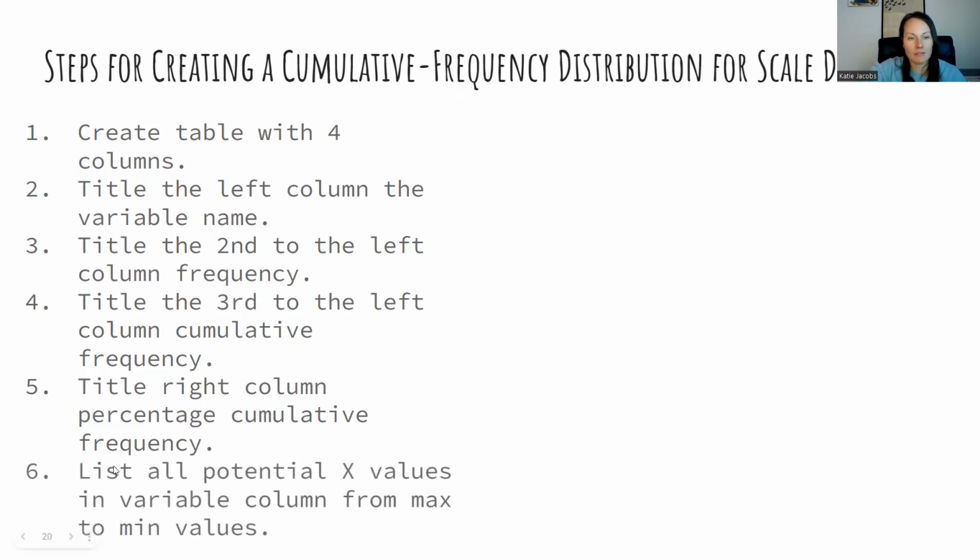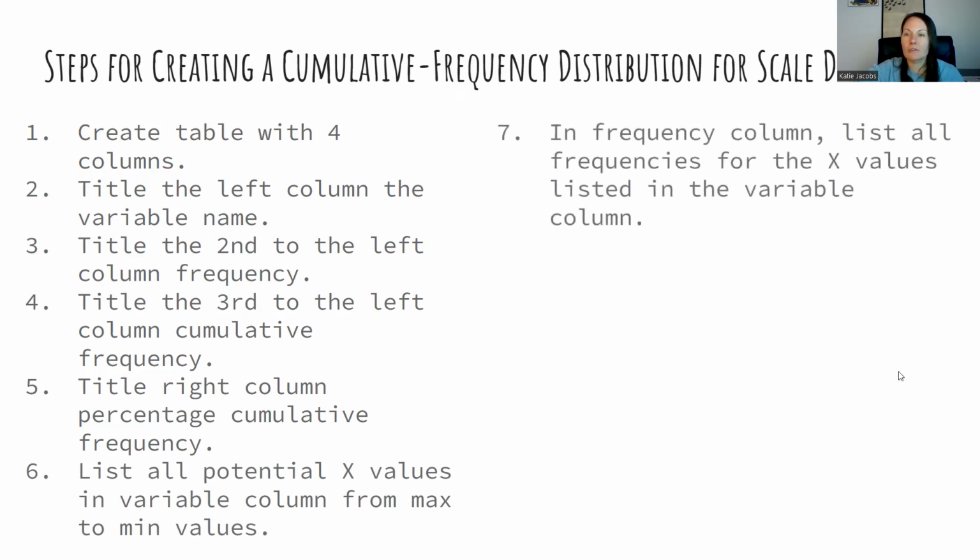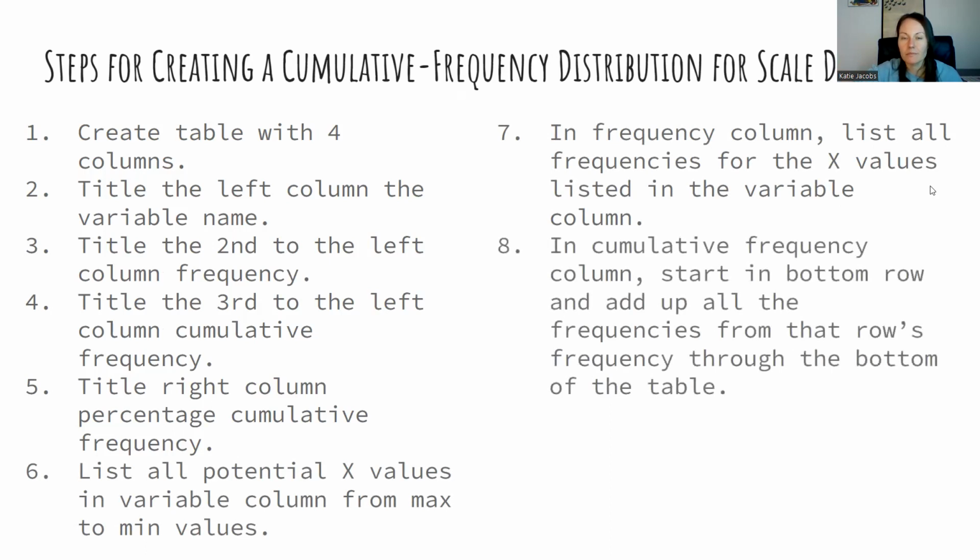Okay, so then after we do that, we're going to list all potential X values in the variable column from the maximum to the minimum values. In the frequency column, we're going to list all the frequencies for the X values that are listed in our variable column. Even if their frequency is 0, you still have to have that as a row on your frequency distribution table, this cumulative one. Then in the cumulative frequency column, start in the bottom row and add up all of the frequencies from that row's frequency through the bottom of the table. Remember, we're just collecting them as they move up.